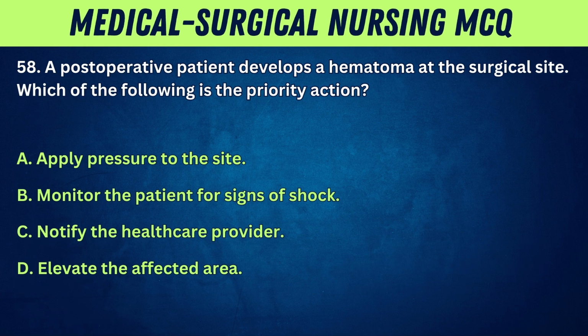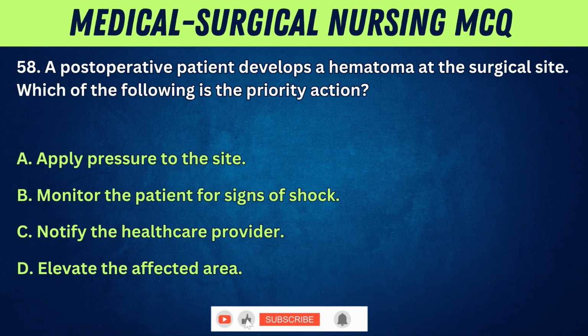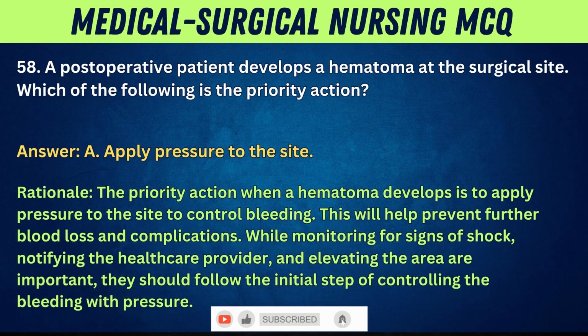58. A postoperative patient develops a hematoma at the surgical site. Which of the following is the priority action? A. Apply pressure to the site. B. Monitor the patient for signs of shock. C. Notify the healthcare provider. D. Elevate the affected area. Answer. A. Apply pressure to the site.